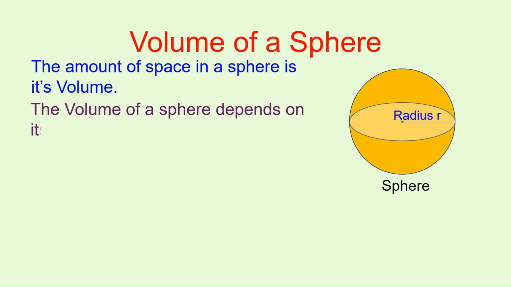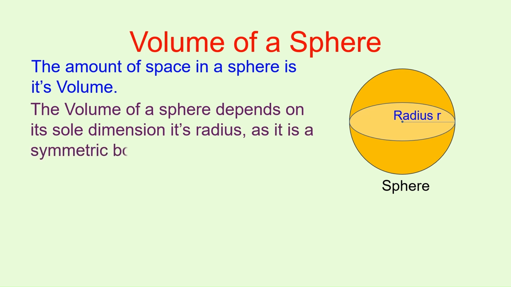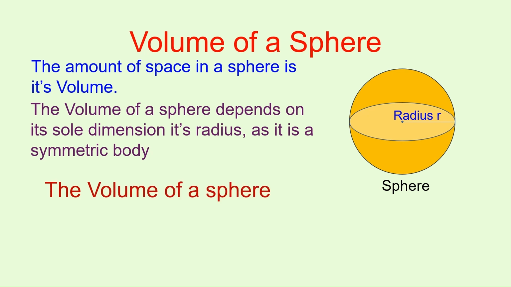The volume of a sphere. The volume of a sphere depends on its sole dimension, its radius. As it is a symmetric body, the volume of a sphere, V equals 4 divided by 3 times pi times r cubed.